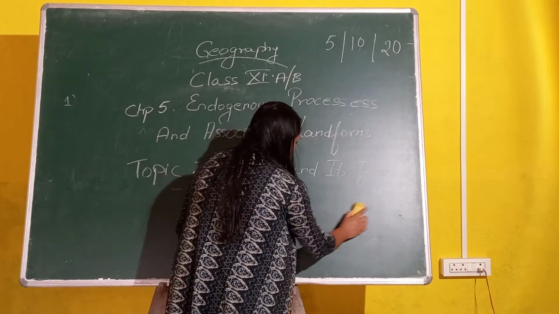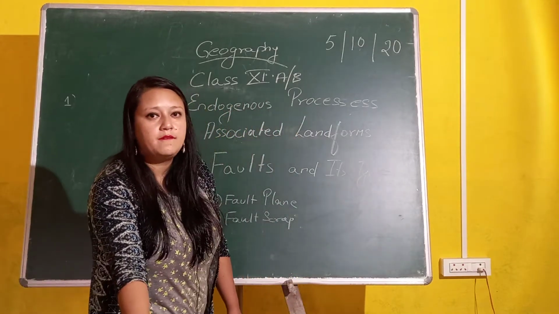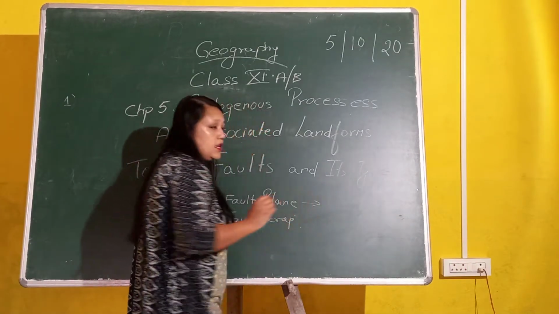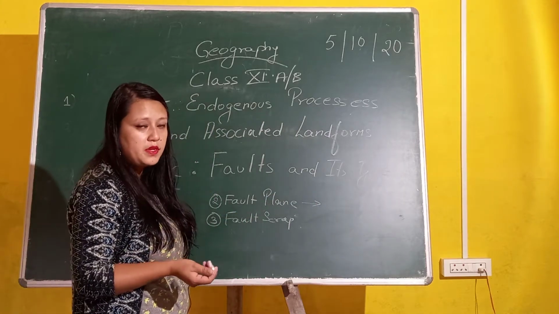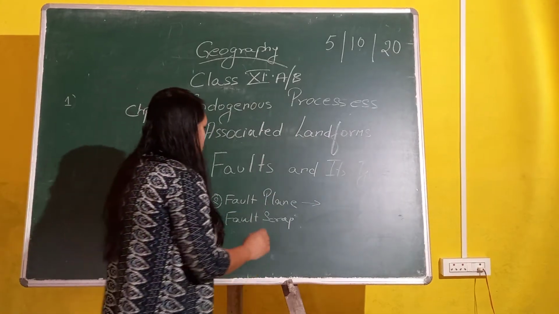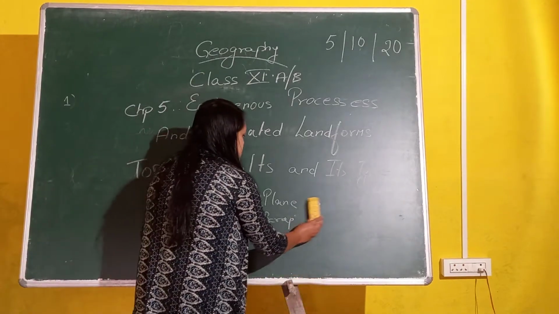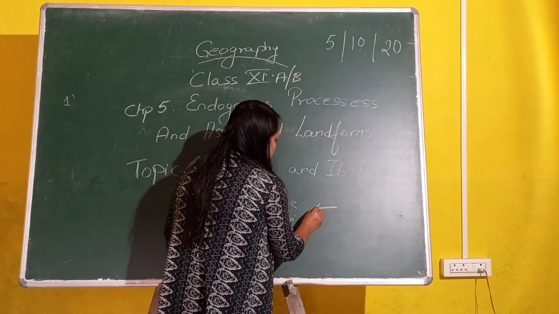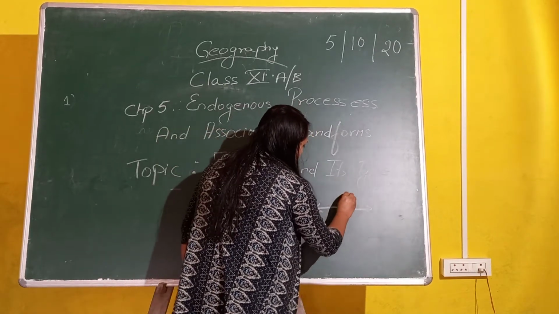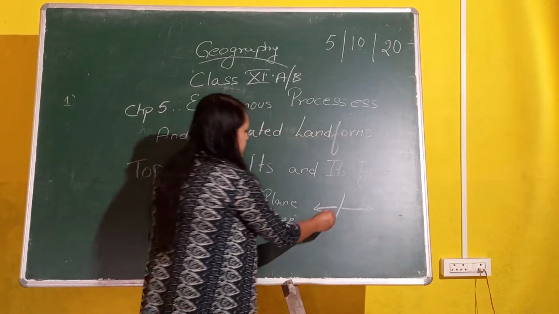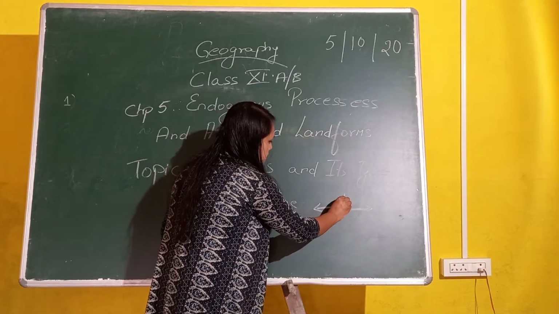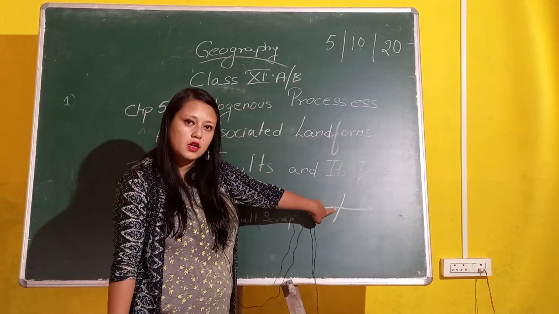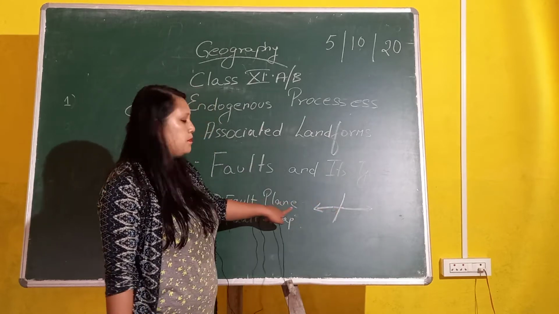Now what do you mean by fault plane? You may get a question: describe or define fault plane with the help of a diagram. A fault plane is the point or the plane on the earth's surface where the tension or the crack occurs. It is the plane or the point on which the tension or the fault occurs. This is known as the fault plane.